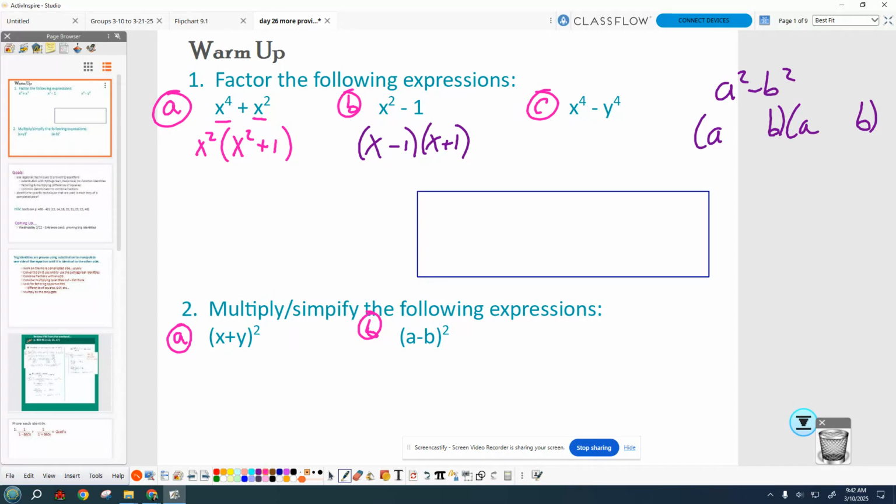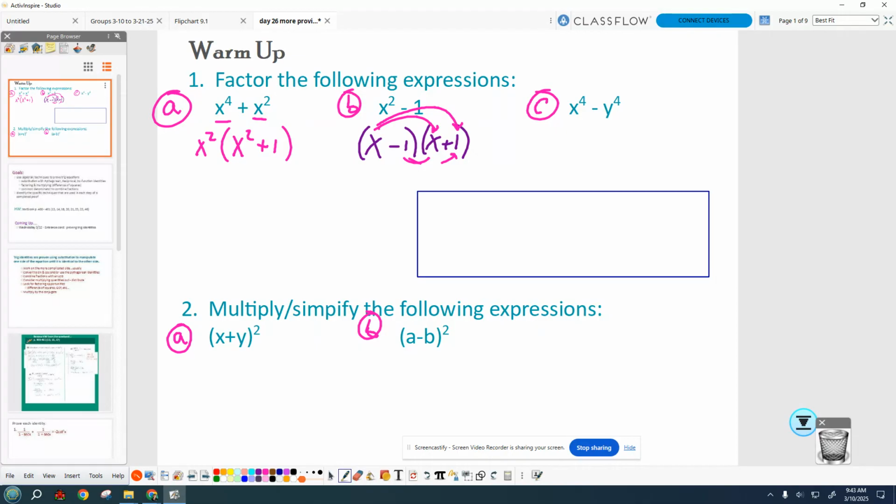Sasha just said, when you do FOIL, first times first, we get that x squared, but outside times outside and inside times inside, those guys are gonna cancel out, no matter what the pattern is. So this and this, I'm gonna get positive those two things and then a negative those two things. So they're gonna subtract out and I'm gonna get x squared minus 1 back. So difference of squares works. If it's positive, can't do anything. You're done. All right.